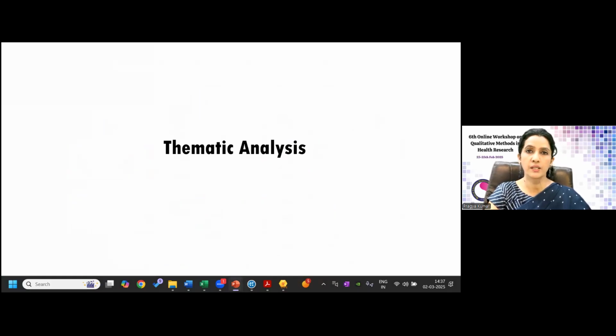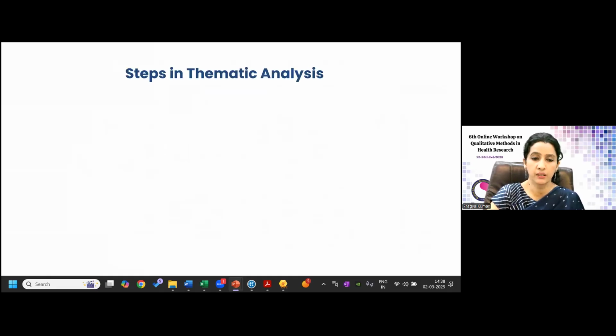Now coming to the second type, which is known as thematic analysis. We have just learned how to make themes. Whenever you club the categories and theme your data, it is known as thematic analysis. Thematic analysis is the most common type of analysis done in qualitative research, whether it is phenomenological or narrative. Generally, you club the similar categories and you make a theme.